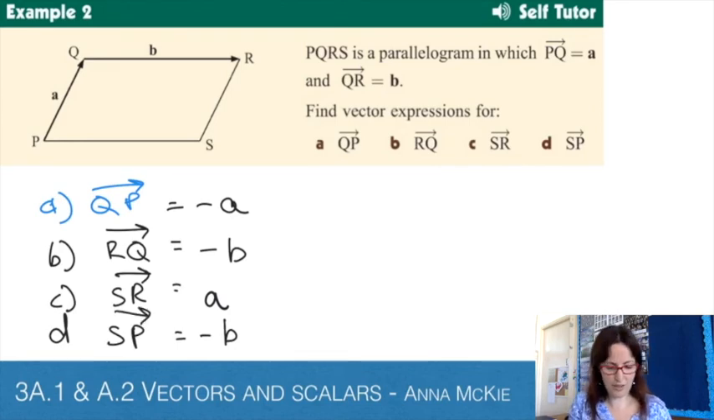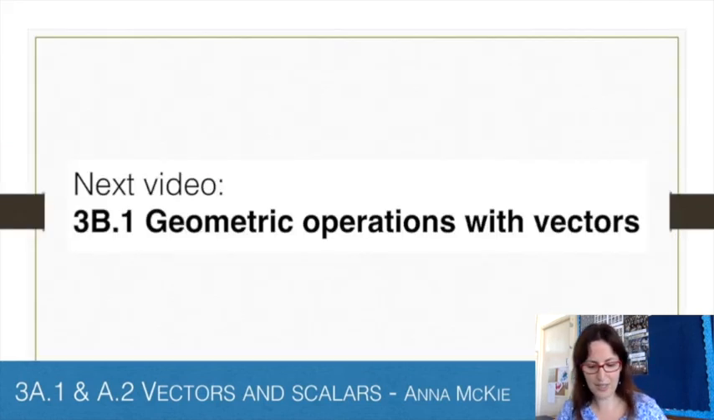Okay, so that's a quick introduction to vectors, and next we have geometric operations with vectors.